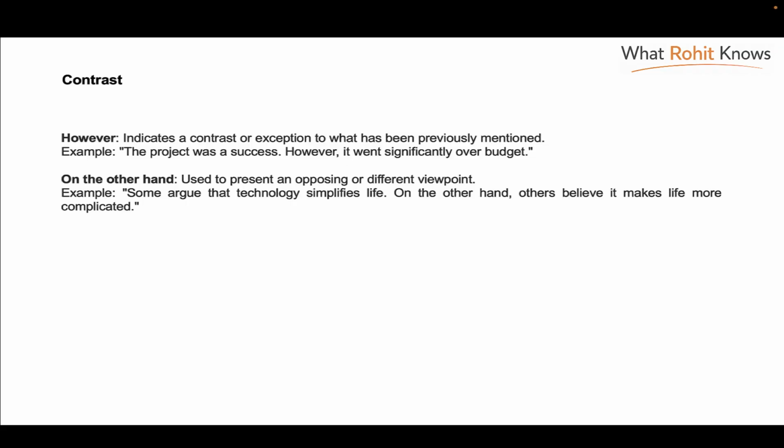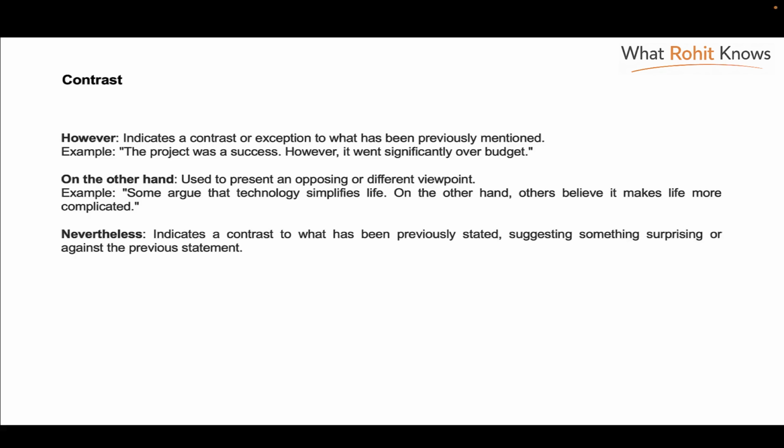Another example. Some argue that technology simplifies life. On the other hand, others believe it makes life more complicated. So again, a different viewpoint, something which is on the opposite end. That's when you use on the other hand. So you usually use the contrast keywords when you're talking about advantages, disadvantages in an essay, agree, disagree type of essay. That's when these contrast keywords are very important.